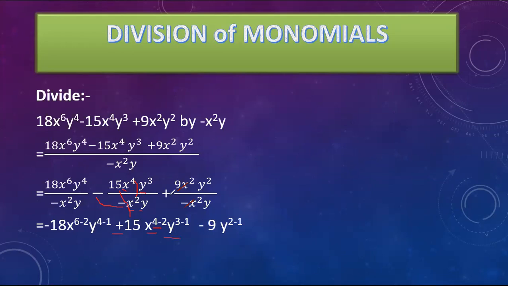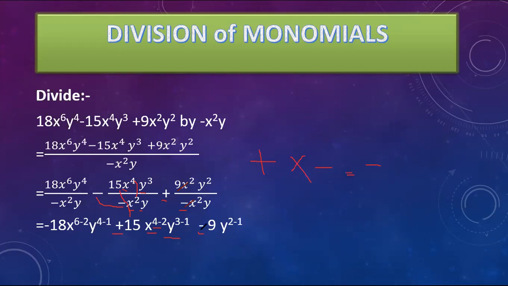Now what about the third term? Here the sign is plus and here the sign is minus. So plus minus minus. When we multiply plus and minus, we get the sign minus.